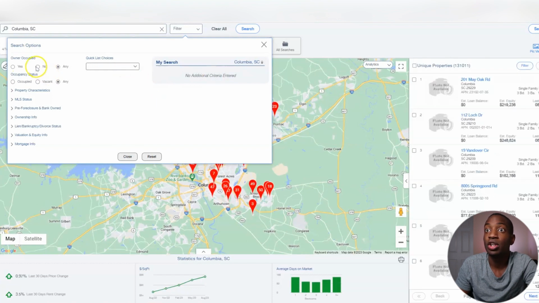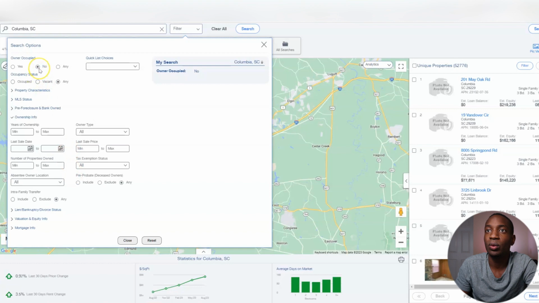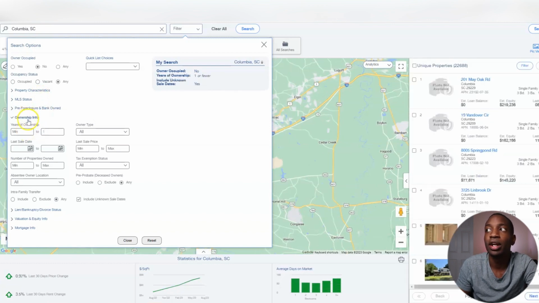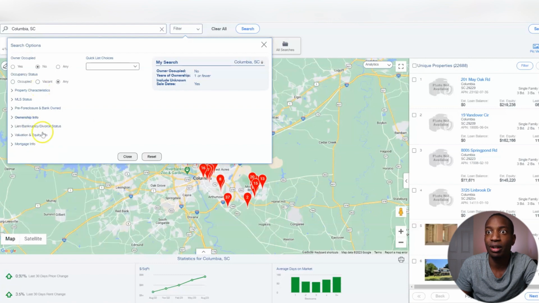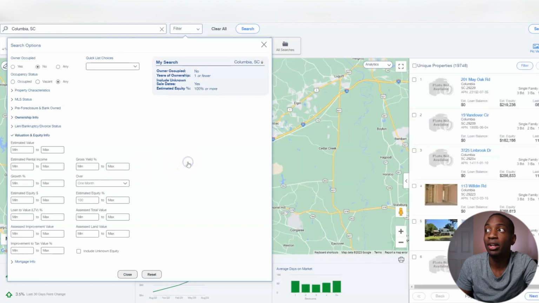So what I would do is look for not owner-occupied properties, obviously. It could be occupied or whatnot. I want people who don't live in the property, but they own it. And I want them to have bought the property in the past year, so I'll put a maximum of 1 year. So these are current owners of property who don't live in it. Valuation, I need it to be 100% because I want to know that they bought it for cash.